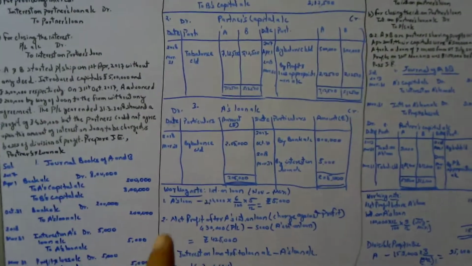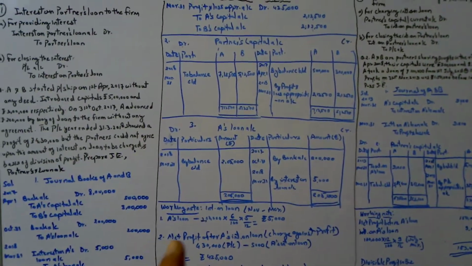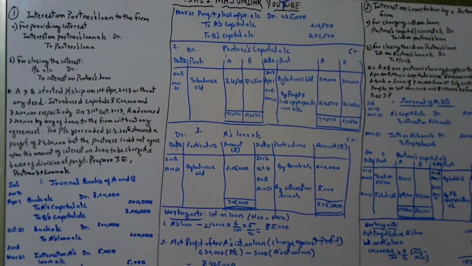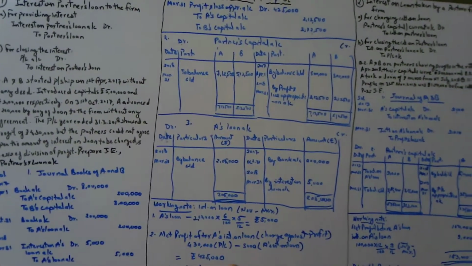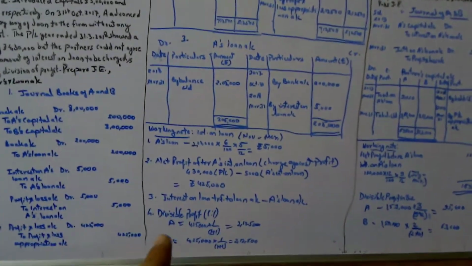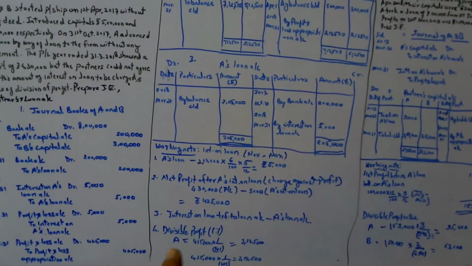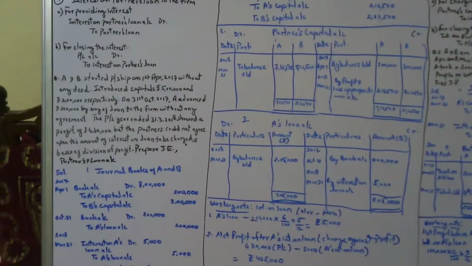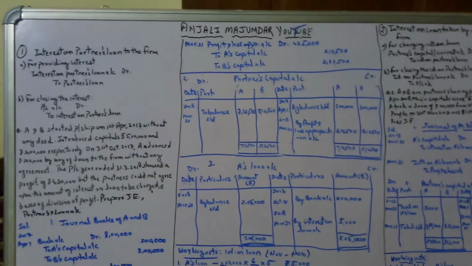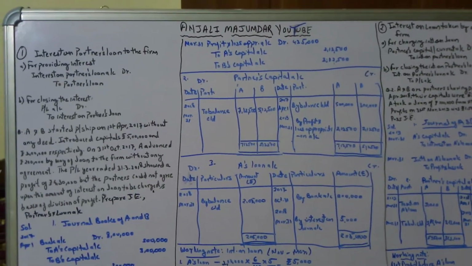First we have looked into the working note, how we have calculated A's loan interest amount for the 5 months at 6%. Then net profit 4,30,000 minus 5,000, that gives 4,25,000. Then this 4,25,000 has been divided equally between A and B. After that we have gone through the journal entries, then partner's capital accounts and A's loan account. This was the first condition when partner gives loan to the firm.